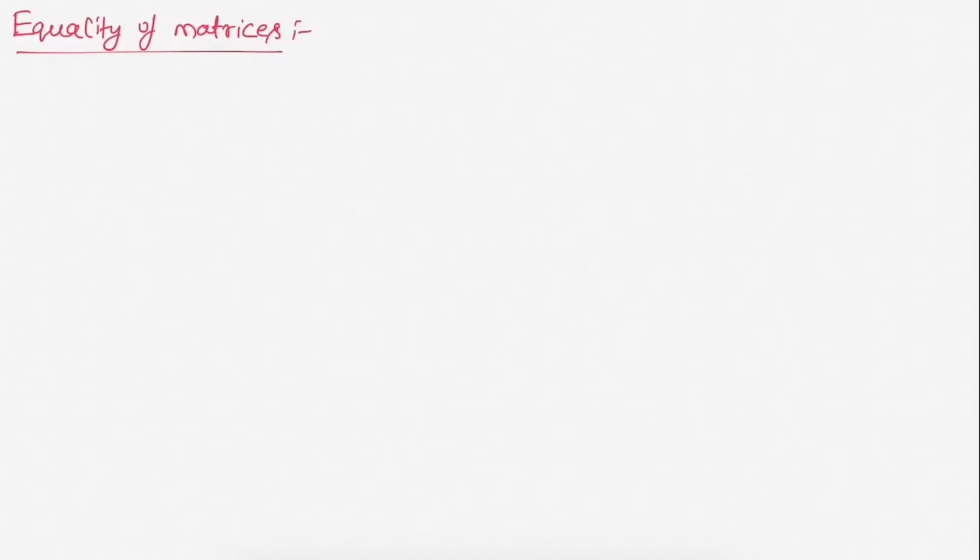Today we are going to discuss equality of the matrices. So how can we say that two matrices are equal? If you want two matrices to be equal, they should have the same order, and their corresponding elements should be equal. Then we can say that the two matrices are equal matrices.